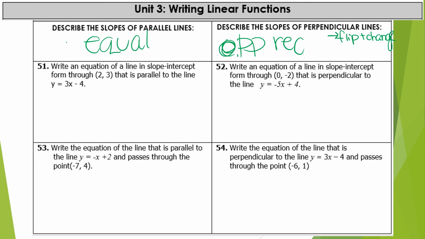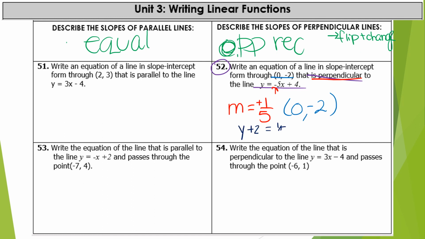So if I take a look at number 52, write the equation of a line that's perpendicular to this line. Well, I need a slope first. If this line's slope is -5, my line's slope needs to be perpendicular. So I need to flip it and change the sign. I'm also told that my line needs to go through the point 0, -2. Now here's where you have a choice. I could write in point slope form. The x plus 0 would be unnecessary because it is a y-intercept, so I could also write it in slope-intercept form.